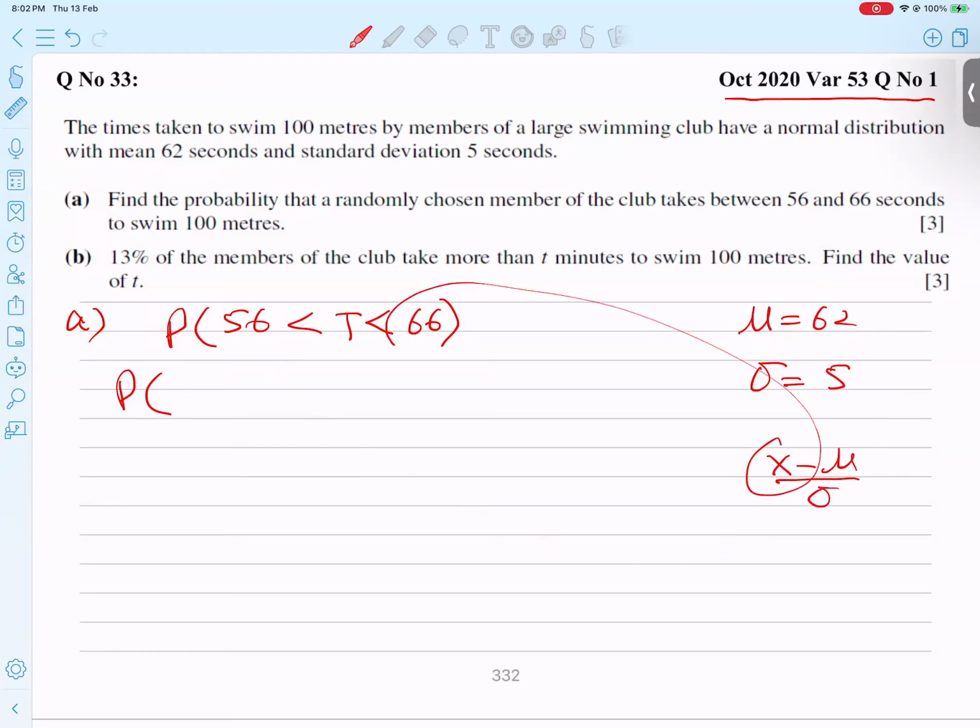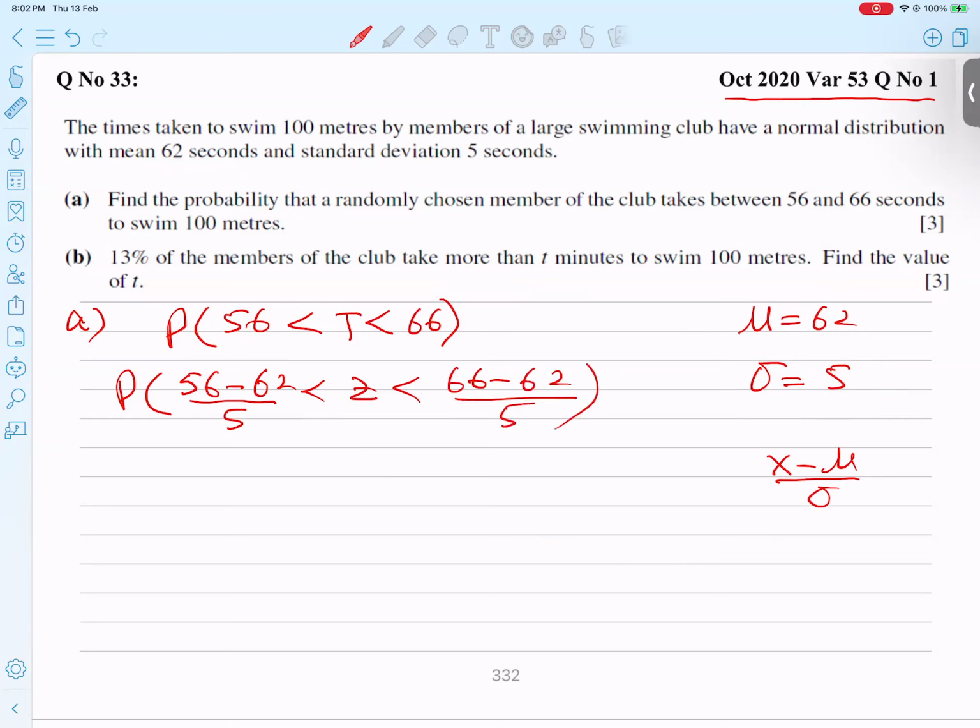So x is these, each number is called x. So 56 minus mean over deviation is very clear: 62 by 5. Same way, I'm writing z at the same time. You may ask why. Because the data is not in normal format. This x is not in standard normal format, but I converted it to z. Now we are eligible to use the table.